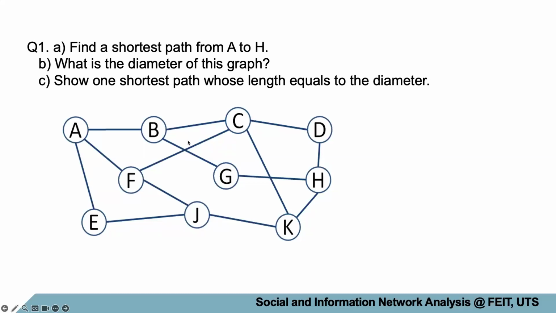So the first one: for this given graph, find the shortest path from A to H, and also what is the diameter of the graph. Show one shortest path whose length equals the diameter. I will give you guys probably 3 minutes to have a try yourself first, and then we will walk through it together.